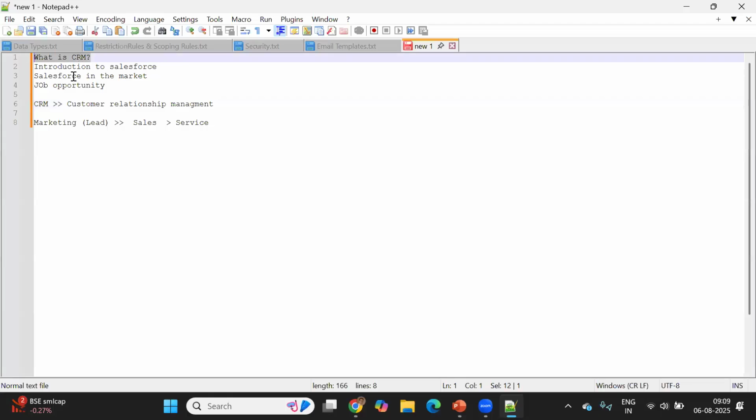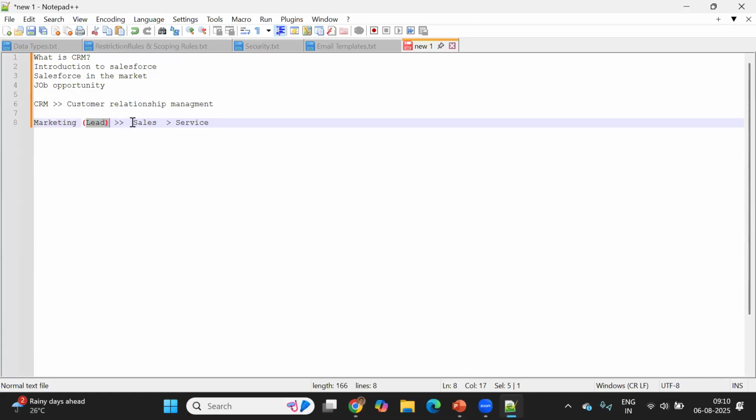Now, do you know what is CRM? In CRM applications, we deal with the core business applications like marketing, sales, and service. There are so many applications, but these are the core ones. Marketing is to generate leads. Maybe they do paper ads, TV ads, or whatever strategies they follow. The end goal of these strategies is to generate a lead.